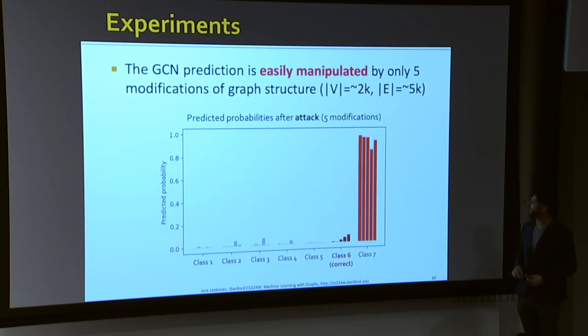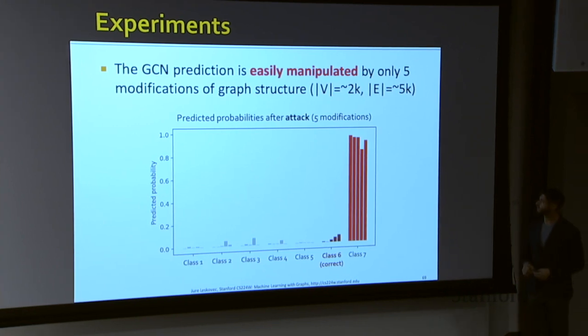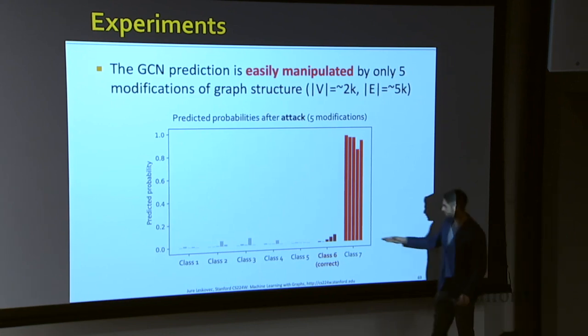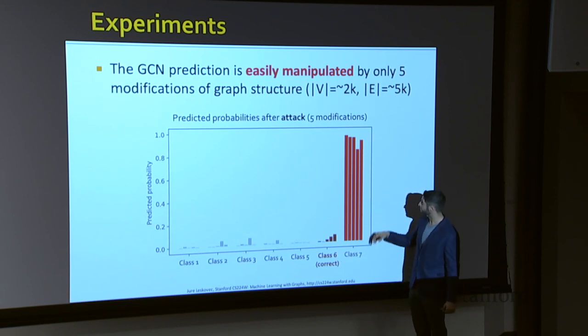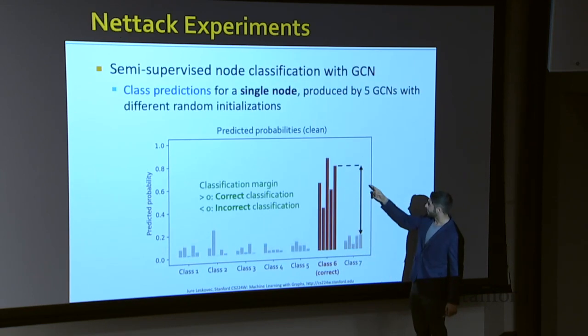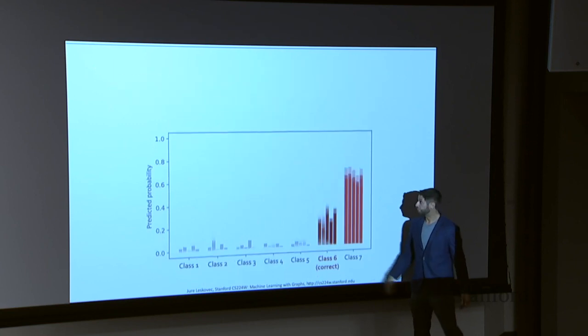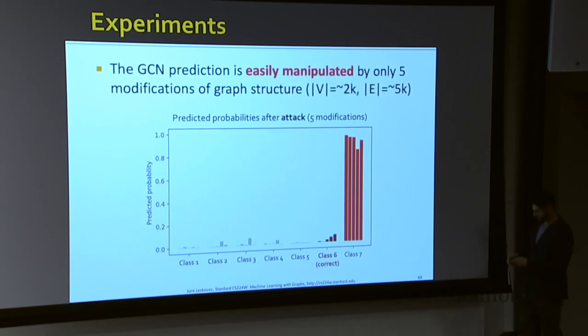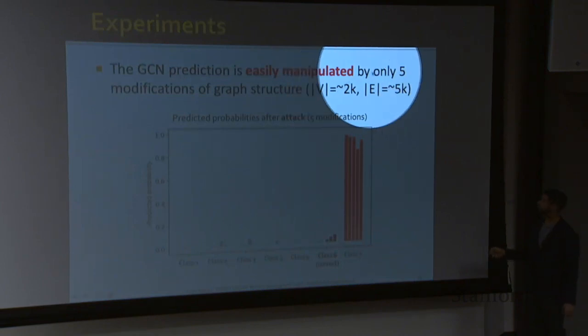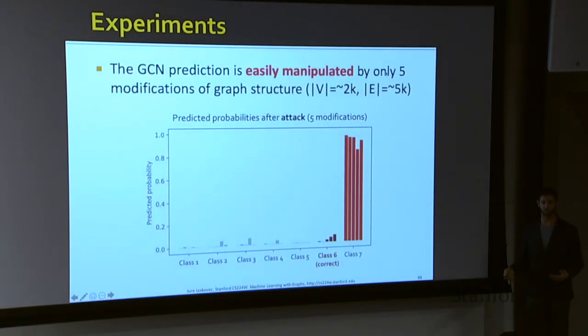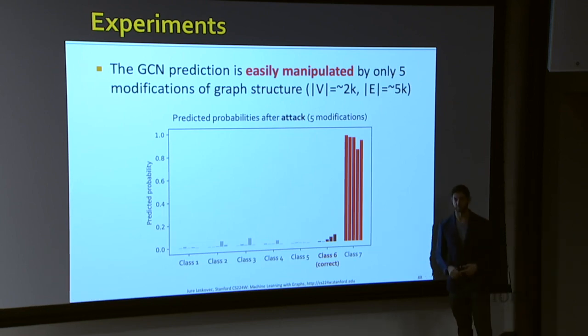So that's how it looks by applying only 5 modifications to the graph structure. This is exactly how it's going to look. We can switch from class 6 to class 7. As you can see, our margin is even much bigger than before. And it is interesting to notice that this is not a small graph by far. You could think, okay, these are 4 modifications on a graph that has 50 nodes, like a molecule. It's a graph with more than 2,000 nodes and 5,000 edges, okay?